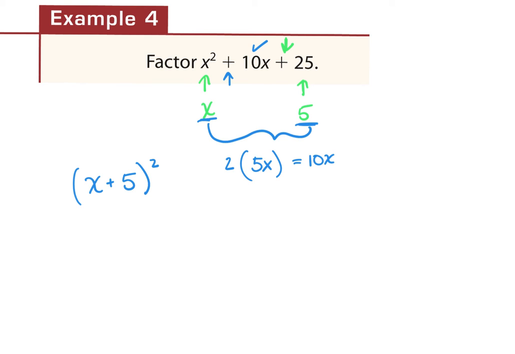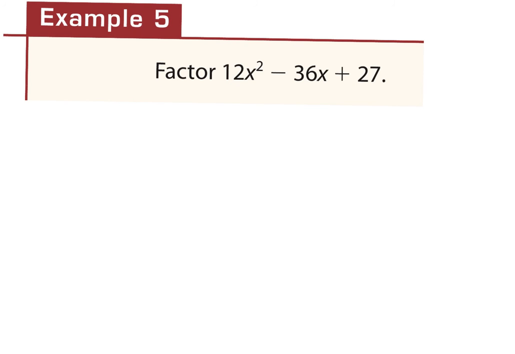Example 5. This one does not look like a special case. Why? I have a common factor. What is my common factor here? 3. Yeah, 3 goes into all of these. So I'm going to take that out first. 12 divided by 3 is? 36 divided by 3 is? No, you're right. I'm going past it, sorry. And then 27 divided by 3 is?